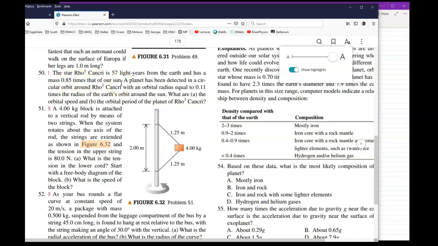This is a star, and its mass is 85% of the solar mass. We call it solar mass in astronomy. A planet has been detected in a circular orbit around Rho Cancri with an orbital radius of 0.11 times the radius of the Earth's orbit around the Sun. Question: what are the orbital speed and the period of the planet Rho 1 Cancri?